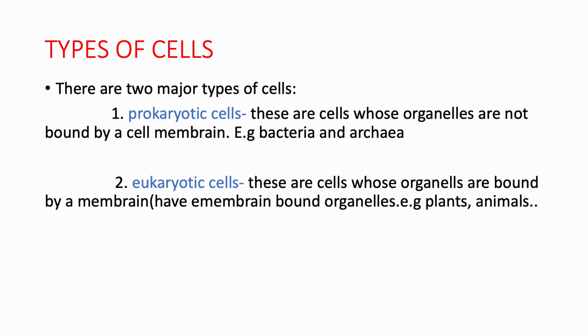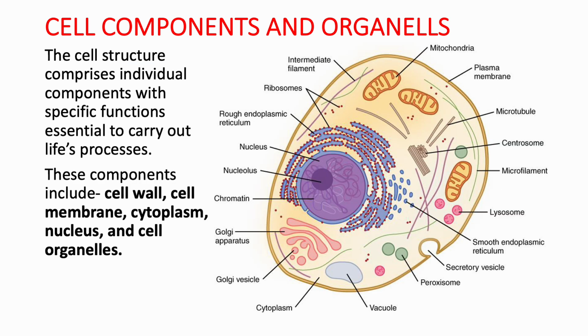We have 2 types of cells. There are prokaryotic cells. These are cells whose organelles are not bound by a membrane, for example, bacteria and archaea. Number 2 is the eukaryotic cell. These are cells whose organelles are bound by membranes, membrane-bound organelles, like plant and animal cells.